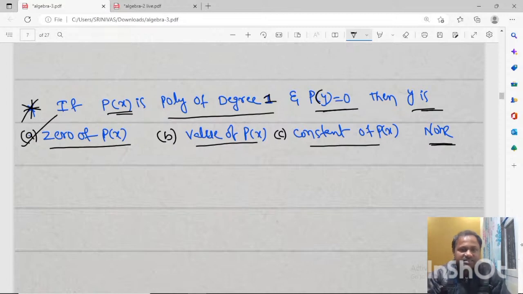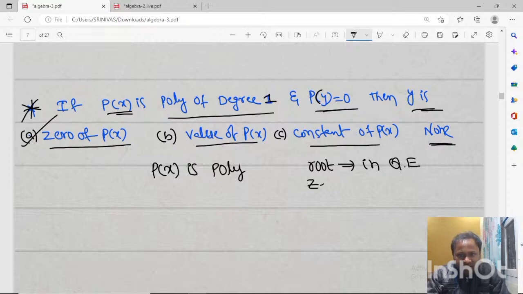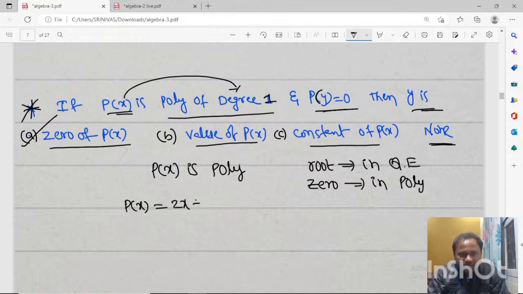Because, see this, P of x is a polynomial. Okay, so already I told you about a root in a quadratic equation, and in a polynomial. Okay, so the polynomial is of degree 1. I will take the polynomial just like 2x plus 3. It is a polynomial of degree 1. Yes, yes. Okay, okay. See the question.